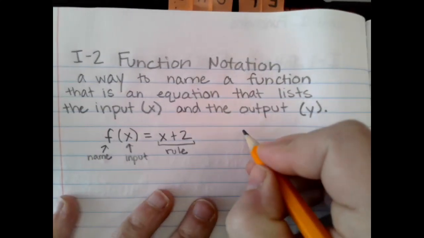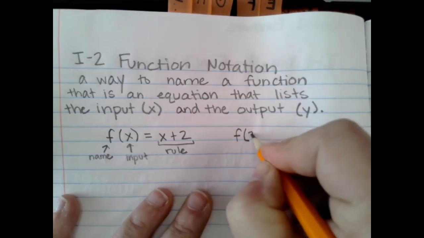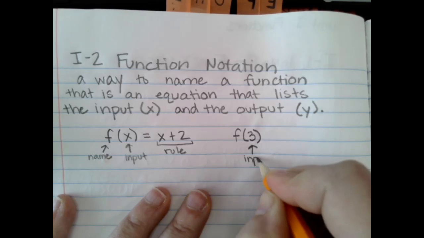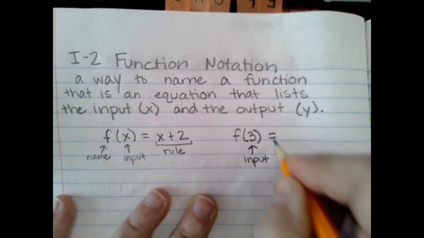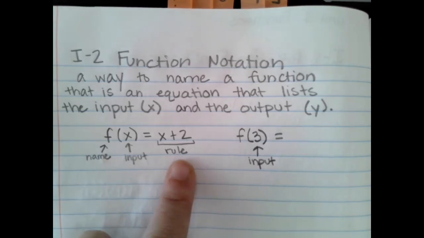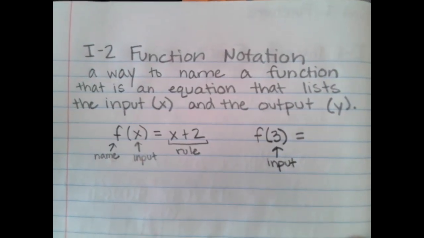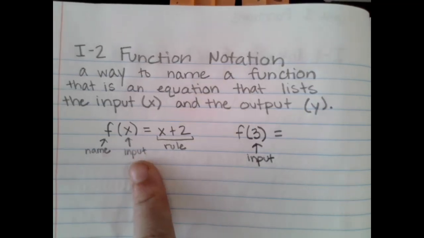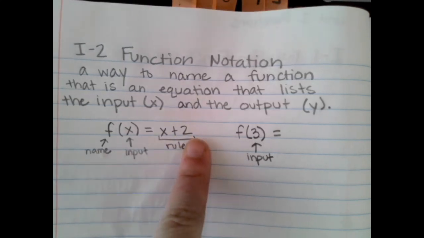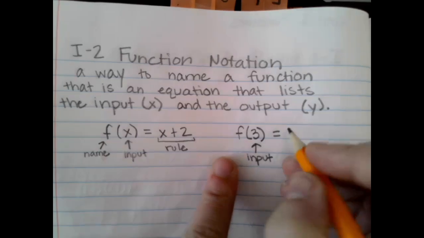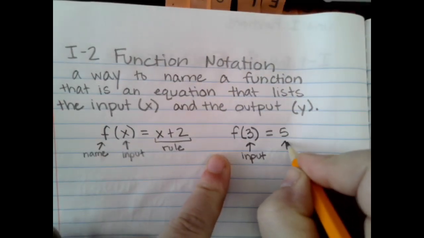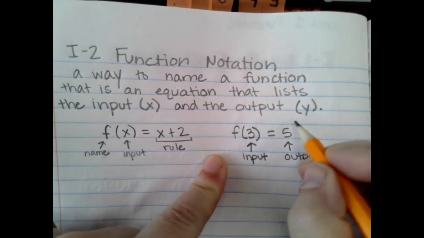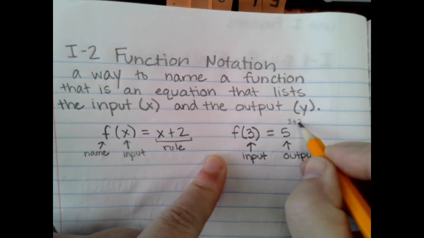Okay, so for example, if I put 3 into this function, 3 is my input, what would my answer be after I put 3 into this function? My rule tells me when I have an input, I'm going to take that input plus 2. So 3 plus 2, 5. If you need to write that 3 plus 2 there, so you remember that that's what we did.